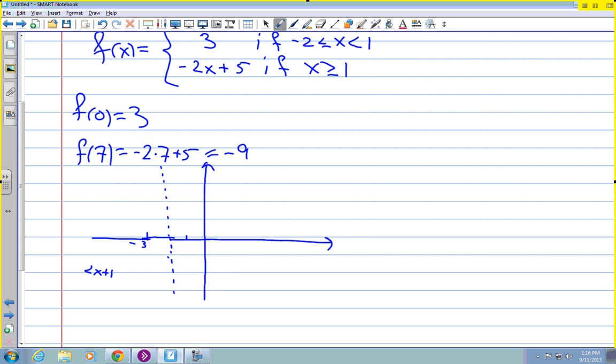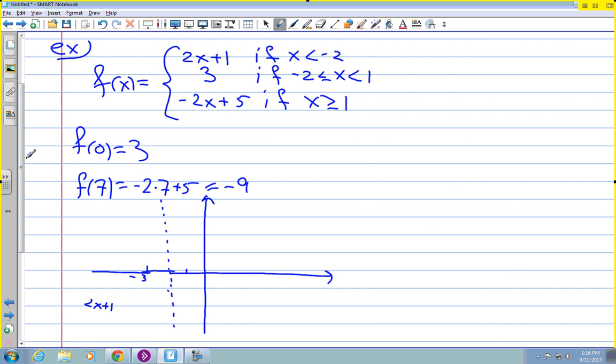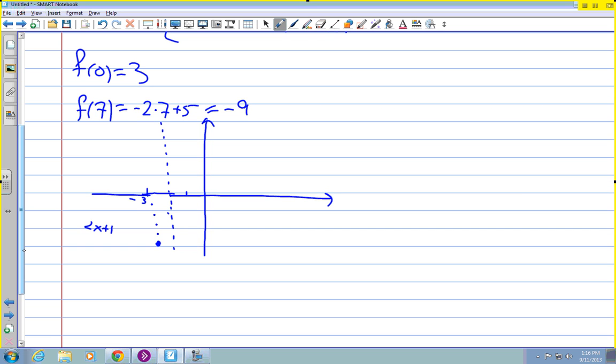But isn't it -2x plus 5? Is that what we use? No, for the negative ones, before -2, it's 2x plus 1. So yes, -5. So -5, 1, 2, 3, 4, 5. So let's say here's a point. The slope is 2, right? Up 2 over 1, so here it is. Here's that line. So it goes over here in this region, and then it stops at x equals -2.